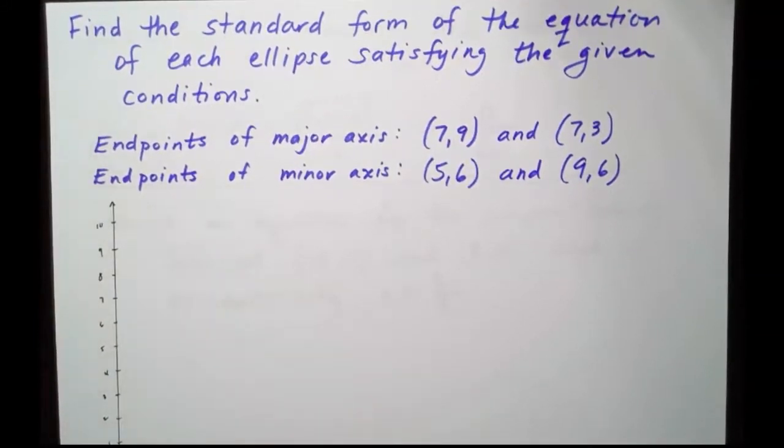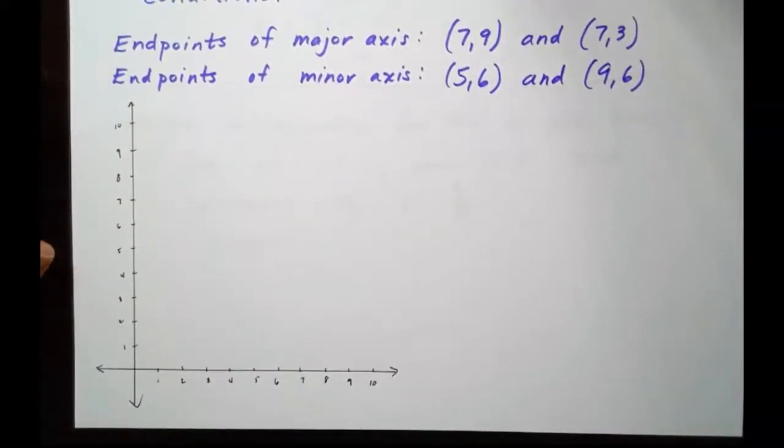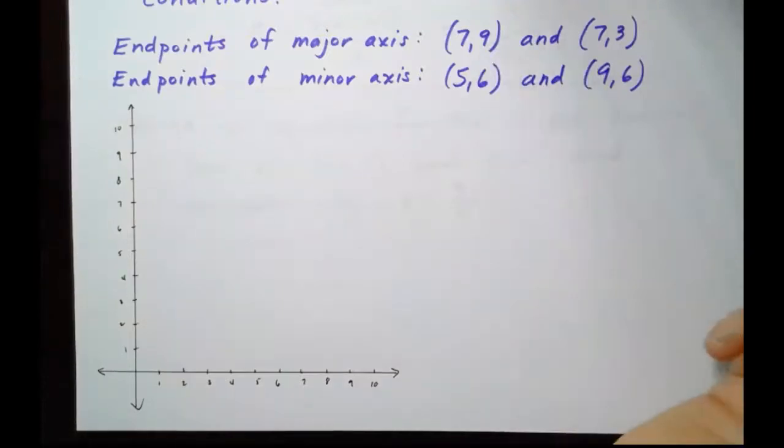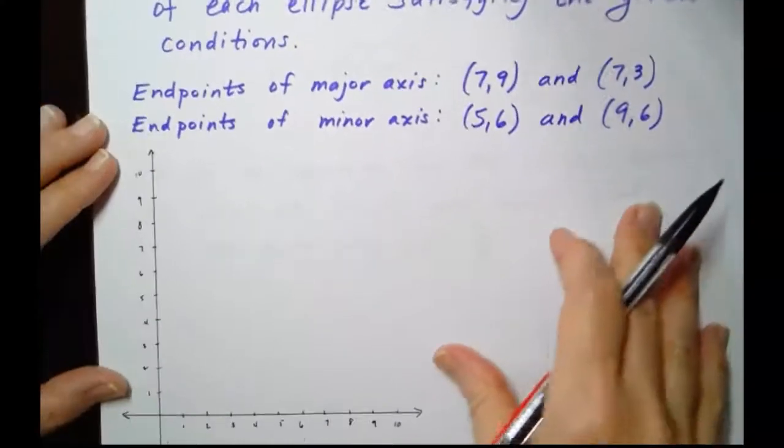Find the standard form of the equation of each ellipse satisfying the given conditions. So we've got some given conditions here and we need to graph this information. So I've got our axes all set up, ready to graph here. So endpoints of the major axis. So basically these are major vertices. So over 7, up 9.